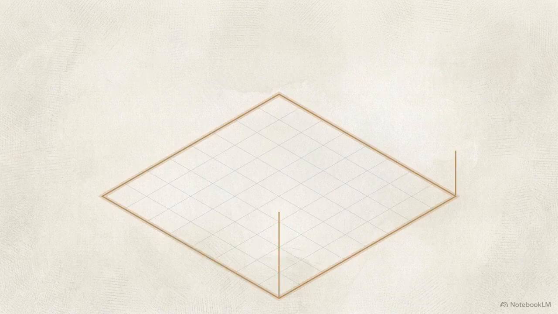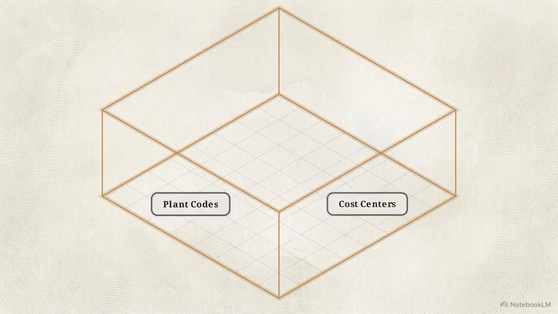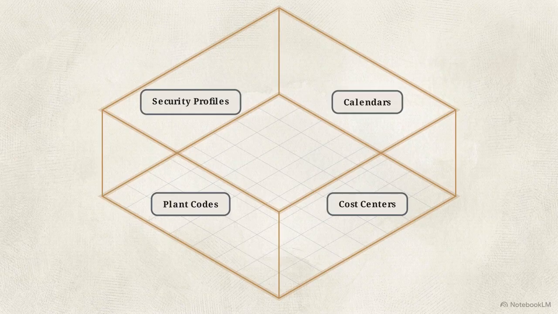We start at the absolute baseline, the moment before any maintenance user even logs in to a new system. The first layer is system configuration data. This is the structural shape of the system itself. It defines the boundaries of the environment, the plant codes, the cost centers, and the user security profiles. It acts as the secure container where assets will live. It rarely changes and is strictly owned by IT.